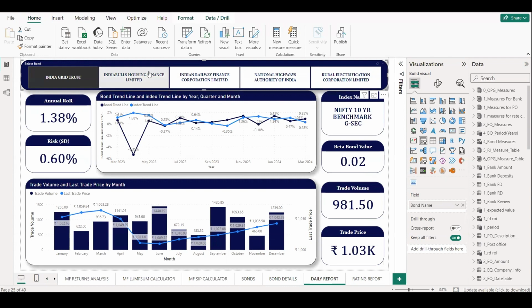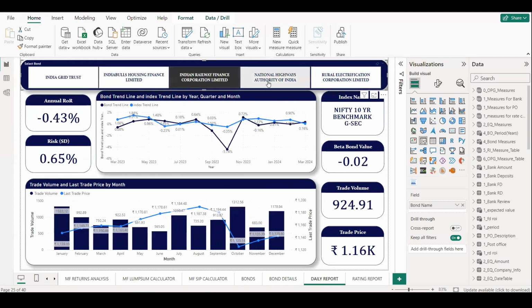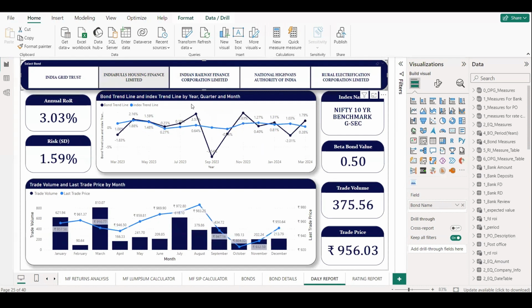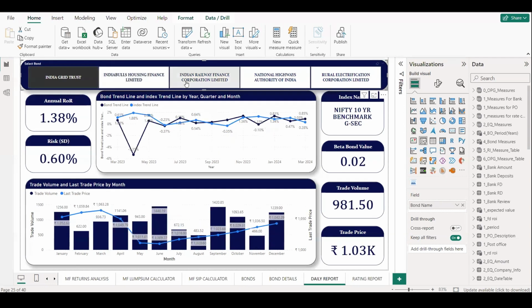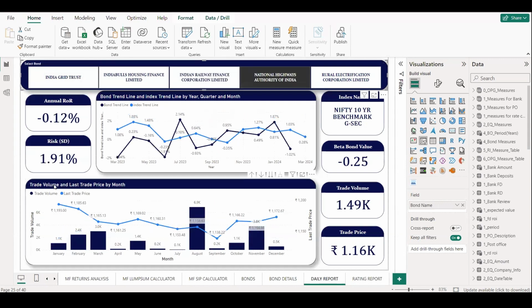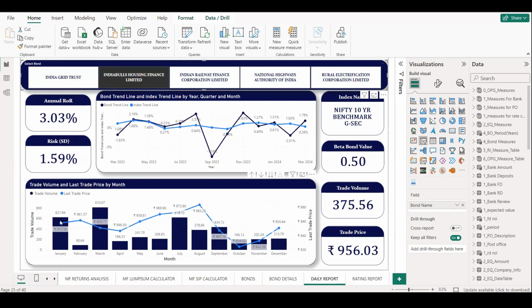So it varies due to market fluctuation, and you can see different bonds are issued at different prices. This table here also shows the risk at which this bond is trading. The risk is a measure related to the fluctuations in the price each day. And here you can see the volume that it's traded and at what price it's traded.